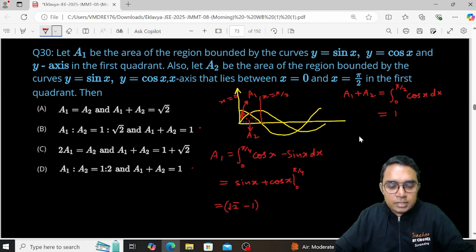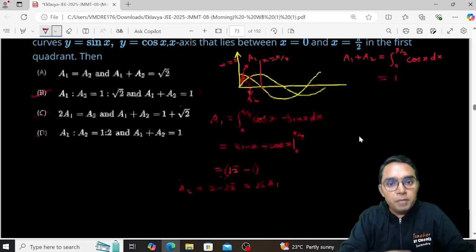So you can see A1 is coming out to be root 2 minus 1, and because A1 plus A2 is 1, so A2 will be equal to 2 minus root 2. Okay, and which is actually root 2 times A1. So the ratio of A1 to A2 is 1:2. So answer of this question will be B.